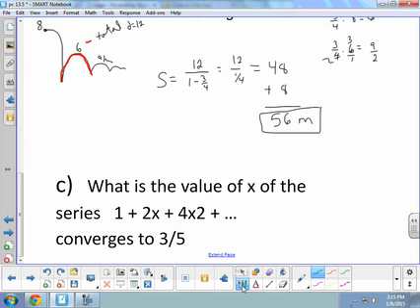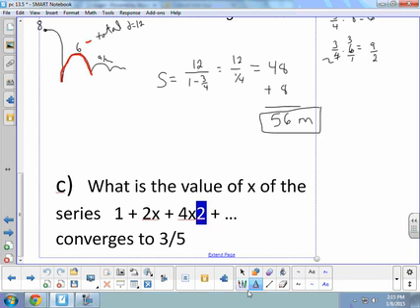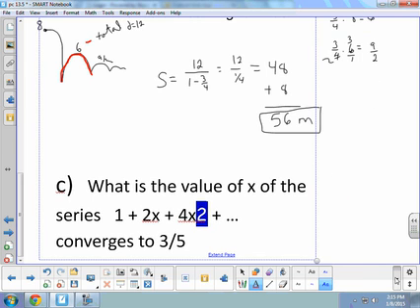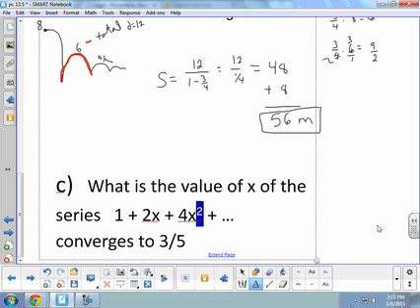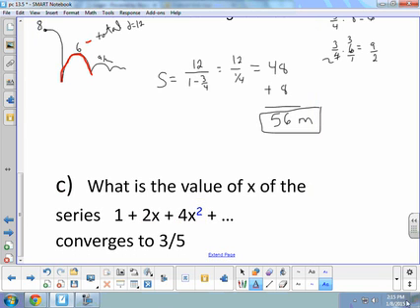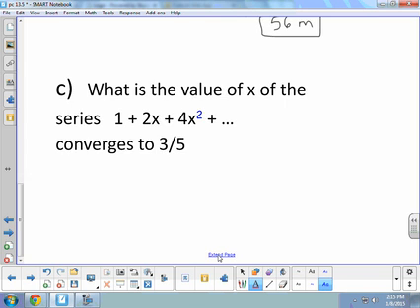Alright, let's try this one. What is the value of x of the series 1 plus 2x plus 4x squared, and so on? So let's go ahead and see if we can make that a small little exponent right now. Oops, it turned blue on me. We'll leave it like that. That converges to 3/5.